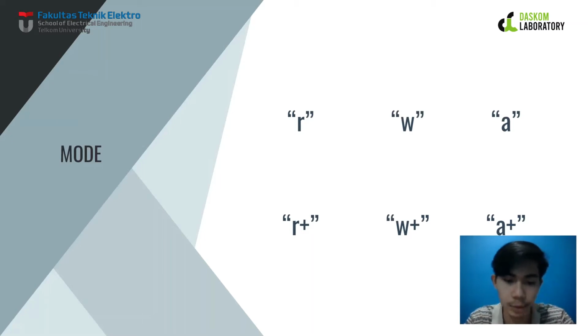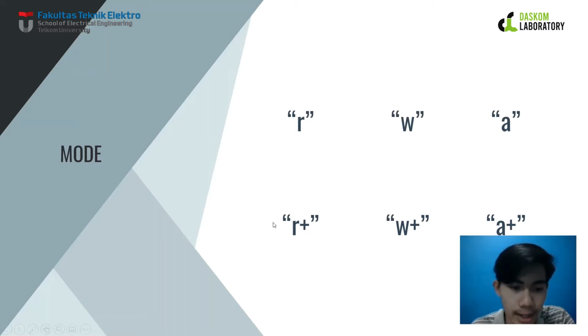Next is the a mode. It means open the file for the appending process. If the file does not yet exist, the file will be created. Meanwhile, if the file exists, the data will be written at the end of the file. If the file is successfully opened, the file position indicator will initially be positioned based on the implementation of the platform, whether at the beginning or the end of the file.